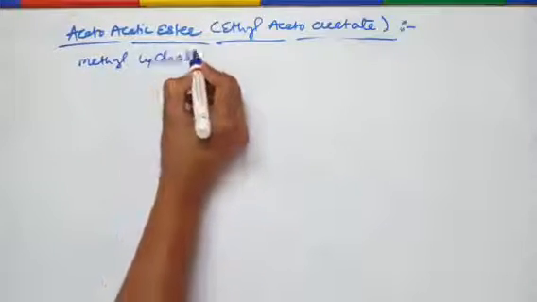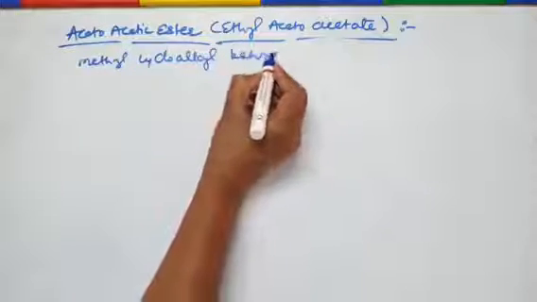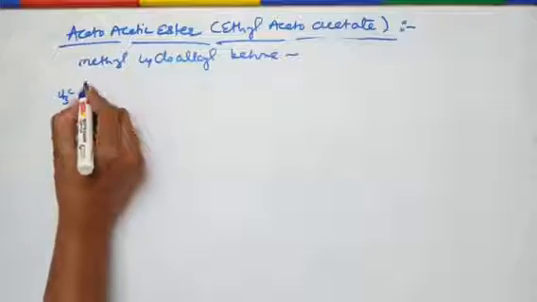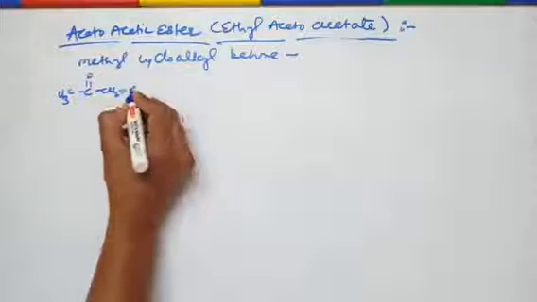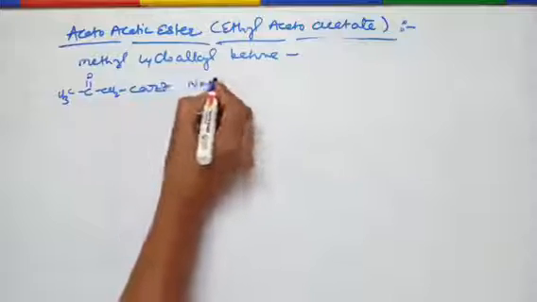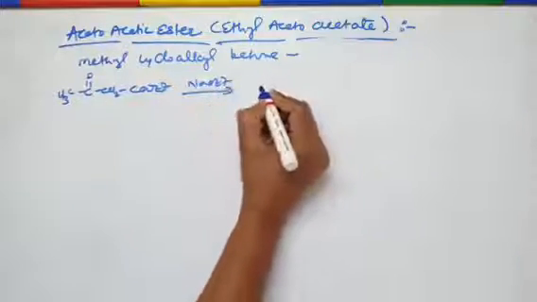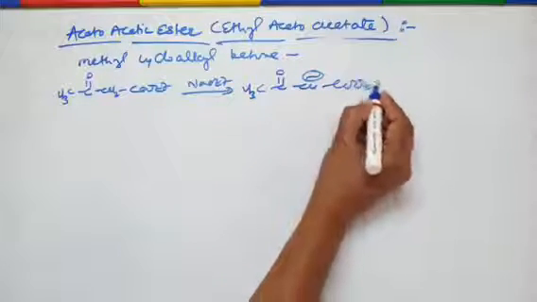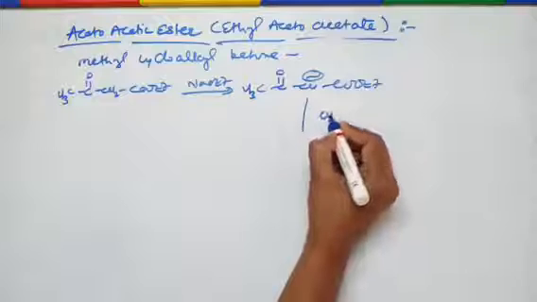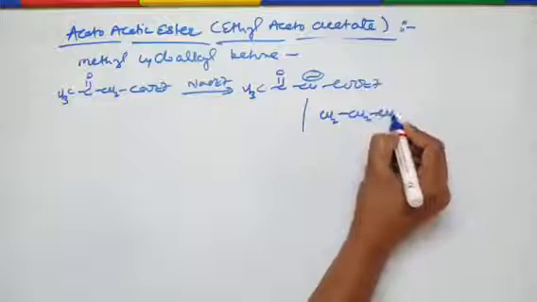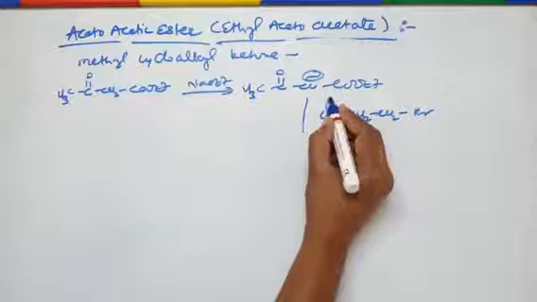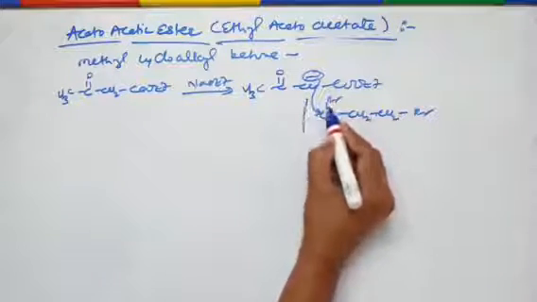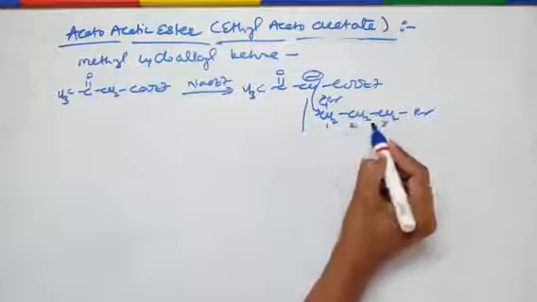Methyl cycloalkyl ketone. So here, the first step is the same: you have to generate the carbanion by treating it with a base like sodium ethoxide. Carbanion is generated. Now this carbanion is going to attack the 1,3-dibromopropane dihalide. 1,3-dibromopropane attacks on this carbon, bromine leaves.